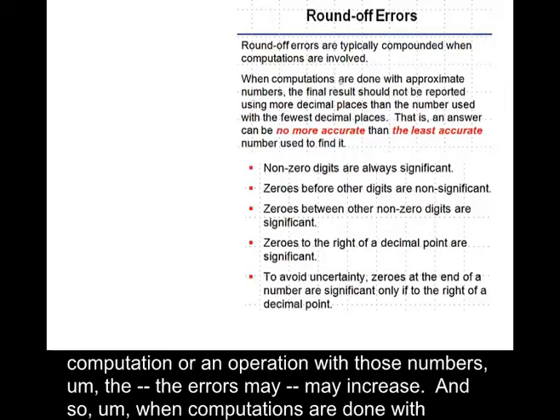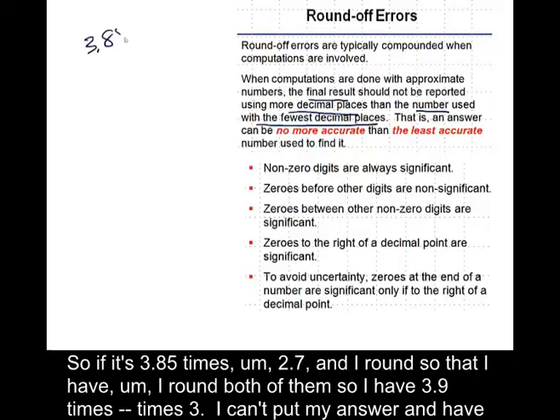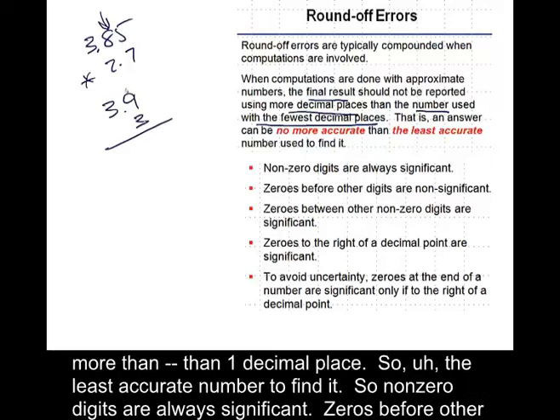And so when computations are done with approximate numbers, the final result should not be reported using more decimal places than the number used with the fewest decimal places. So if it's 3.85 times 2.7, and I round both of them, so I have 3.9 times 3, I can't put my answer with more than one decimal place. So the least accurate number determines it.